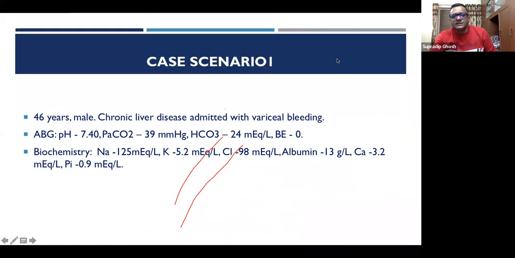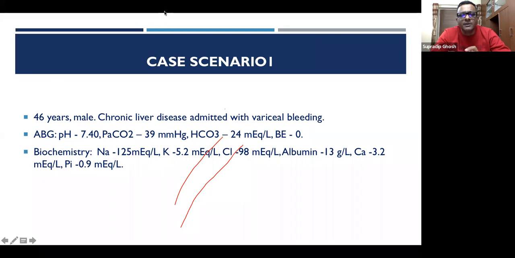Now let's talk about some real patients. These are patients from my ICU. Let's take the first case scenario. A 46-year-old male, chronic liver disease, admitted with variceal bleeding. This patient is really sick. But the ABG showed a pH of 7.4, PaCO2 of 39, bicarbonate of 24, and base excess of 0. So, my dear friends, what is your opinion from the Henderson-Hasselbalch approach?